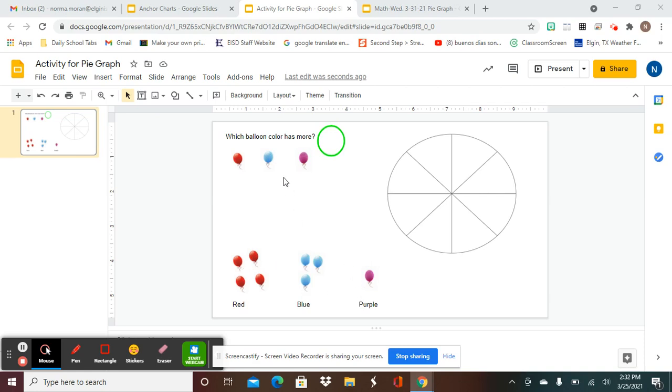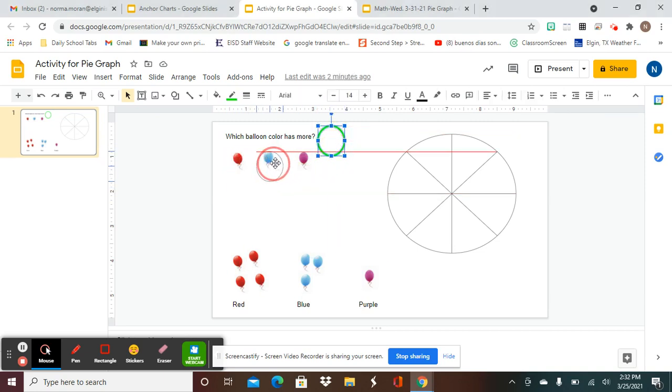And here we have a question we need to answer once we have all our data here. The question is, which balloon color has more? So we're gonna move this circle to either the red balloon, blue balloon, or the purple balloon. These balloons don't count. That's just part of the question that we're gonna answer. It's only these ones that we're gonna be moving.